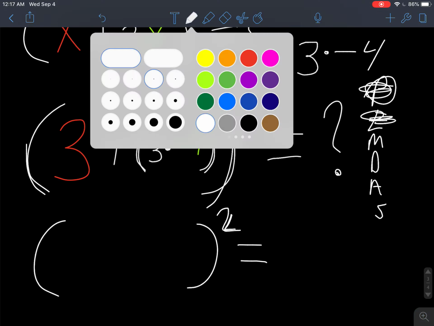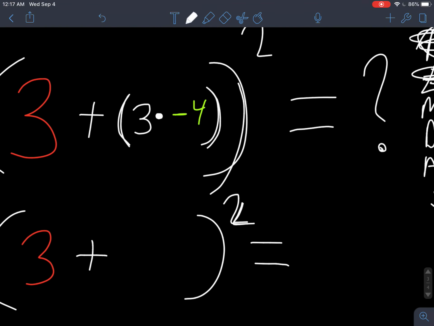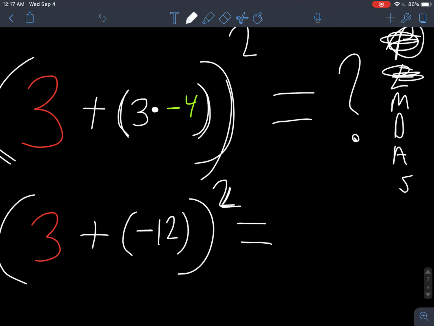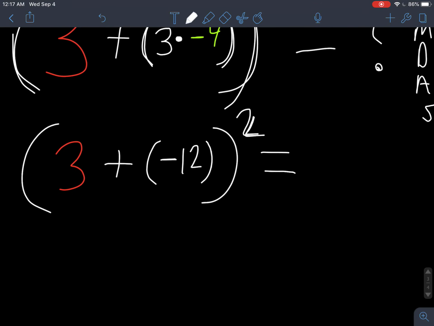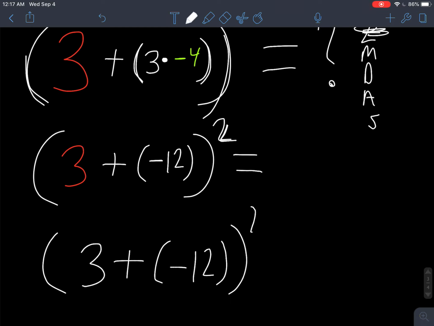Let's do red. 3 plus, 3 times -4 is going to give you -12. Keep it inside the parentheses. Okay? For now, keep it. So now you have 3 plus -12. All of this is being squared, okay?